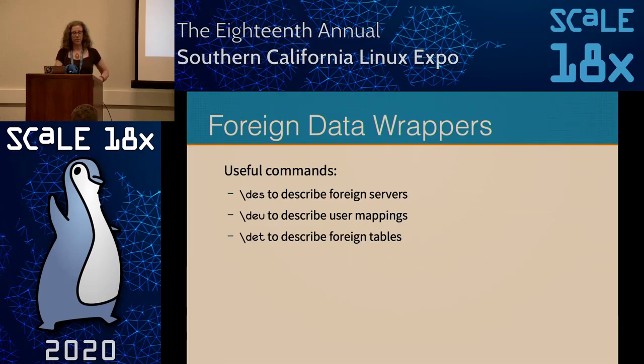All right, and if you're familiar with Postgres backslash commands, these are more of the same. I'll be using these in the demo. \des describes foreign servers, \deu describes your user mappings, and \det is your tables. And like the other \d commands, you can stick a plus at the end and get a little more detail.